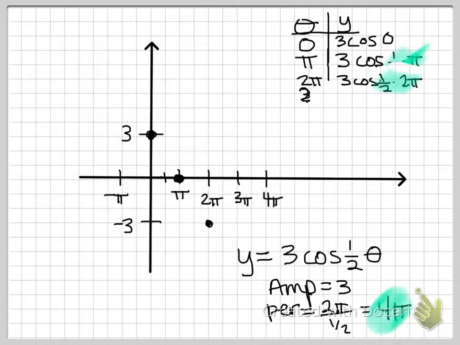I'm going to put in 3 pi. Three times the cosine of 1/2 times 3 pi. Nobody's scared of 1/2 times 3 pi because that just equals 3 pi over 2. We can find 3 pi over 2 on the unit circle. The cosine of 3 pi over 2 is 0. 0 times 3 is 0. And then we can guess that at 4 pi, we're going to be back up here at 3.